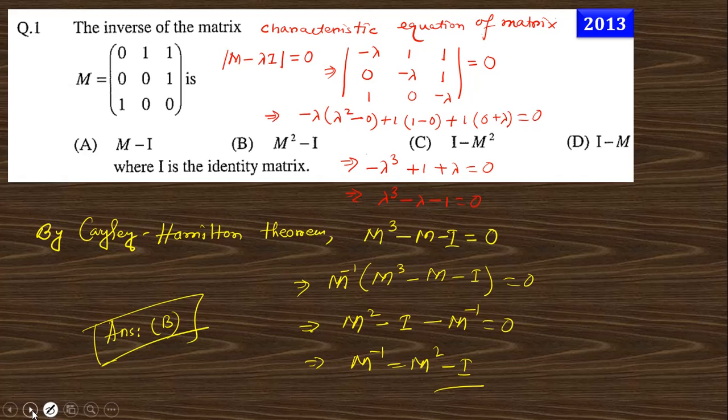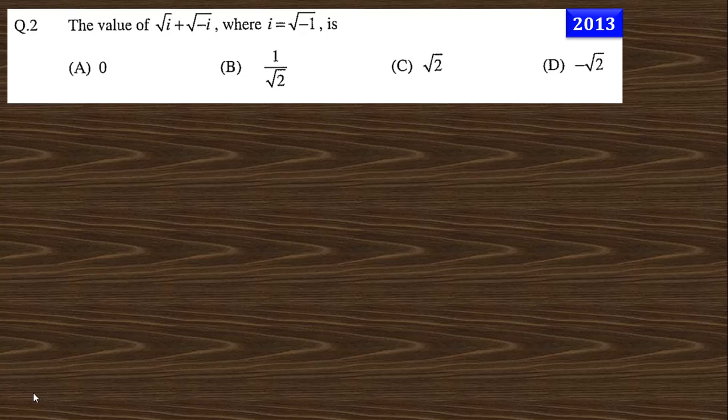Okay, go to the next one. The value of root i plus root minus i over root i minus root minus i, where i equals root over minus 1. So we can write this as root i plus root minus i multiplied by root i plus root minus i, and in the denominator root i minus root minus i multiplied by root i plus root minus i.